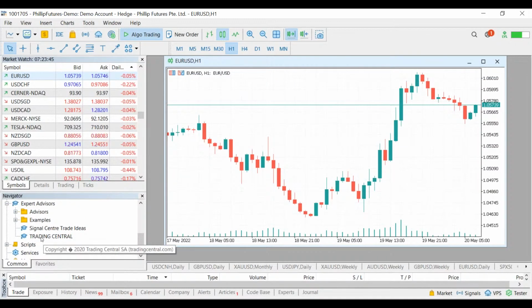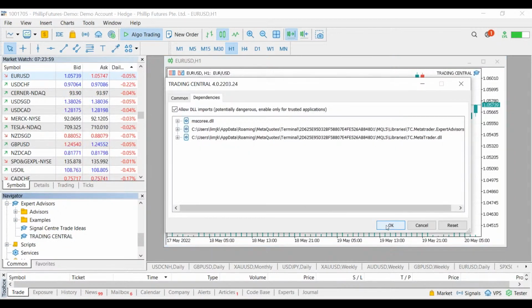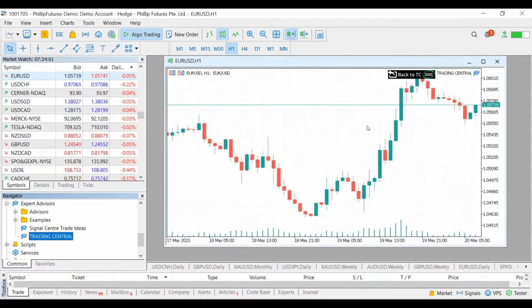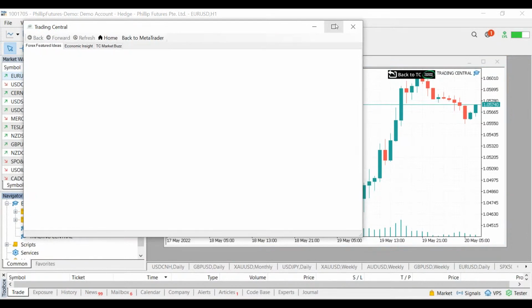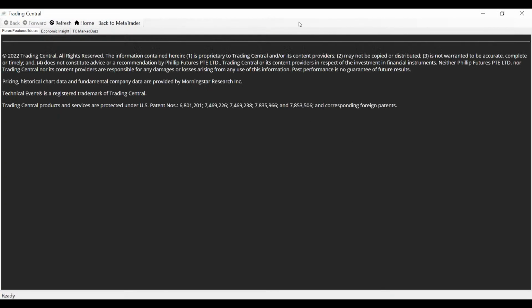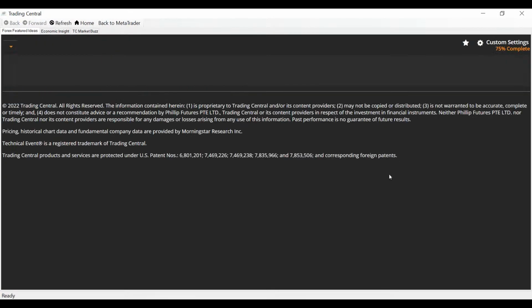Now I'd like to point you to the next tool under Trading Central, which appears near Signal Center Trade Ideas under Expert Advisor. Similarly, you can drag and drop. Just give it a couple of seconds to load. Okay, for demonstration purposes, I will also enlarge it.